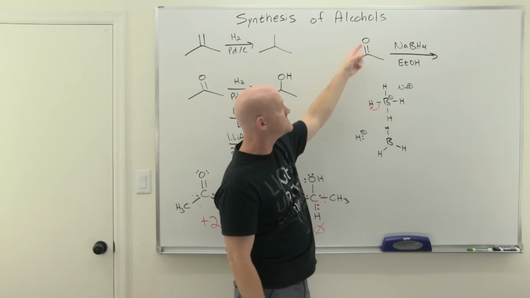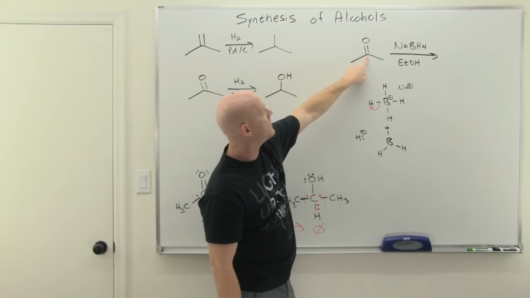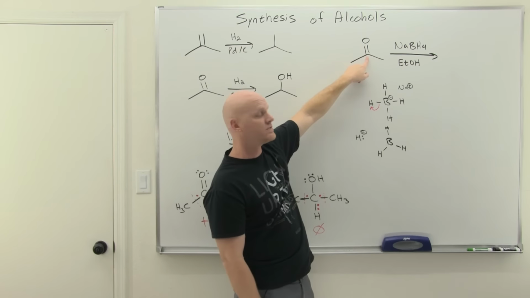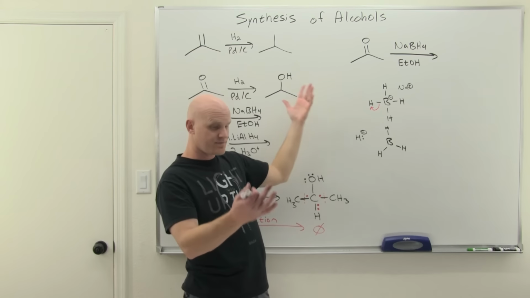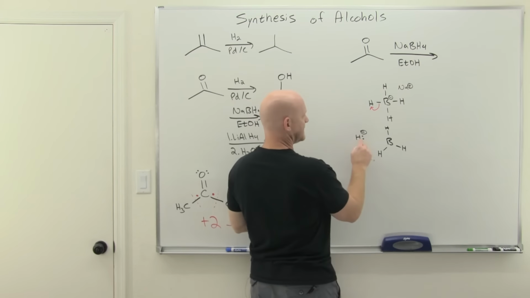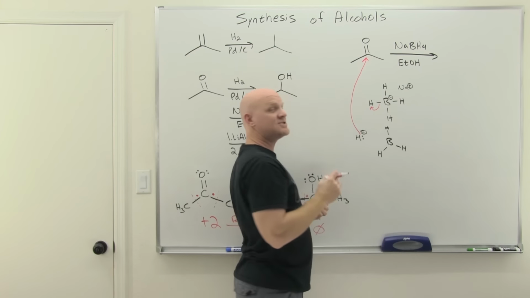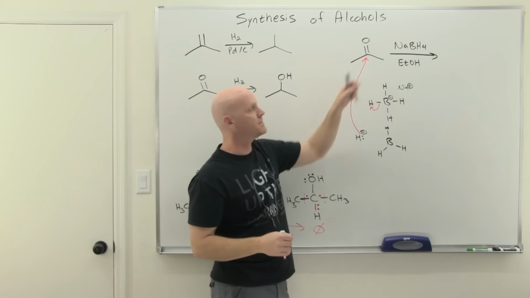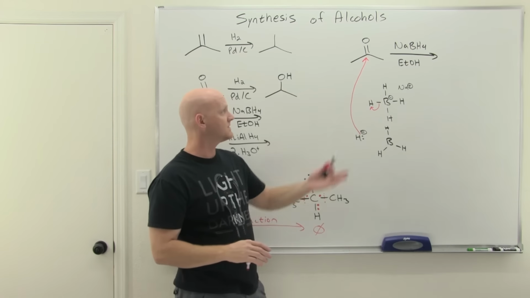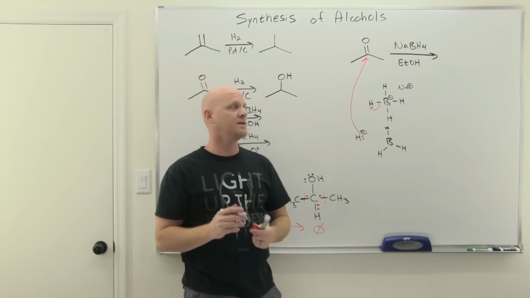That carbon-oxygen bond is really polar, and that carbon has a significant amount of partial positive charge, and this hydrogen's negative. So the electron-rich hydride ion is going to come and attack, i.e. attach to, the electron-poor partially positive carbon there. And so it turns out ketones and aldehydes are good electrophiles.